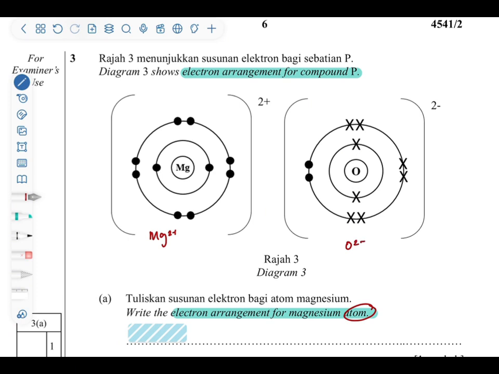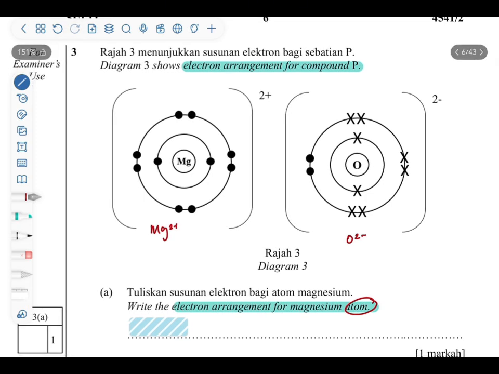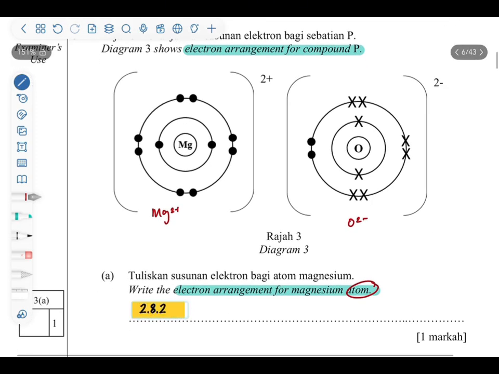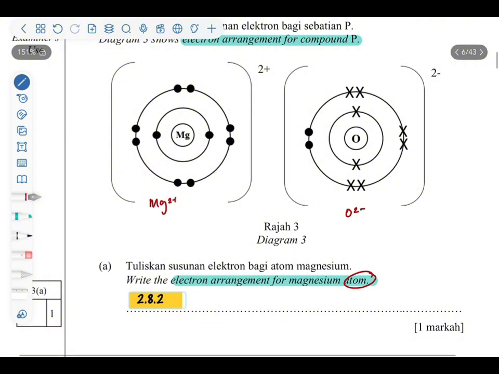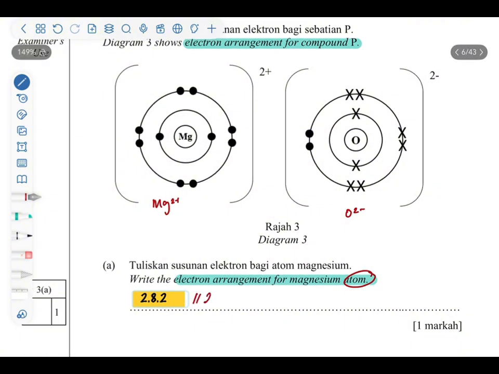But atom is the original element that hasn't been involved in the formation of the compound P. So in this question, you need to put the electron arrangement for magnesium atom is 2.8.2, or if you want to write it as 2,8,2 also can. So be careful to look at the keywords or the requirements of the question so that you won't lose the marks.